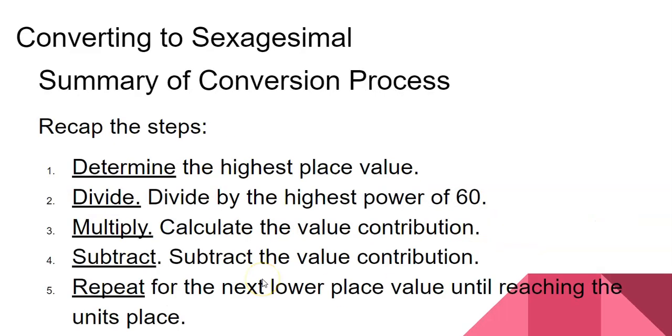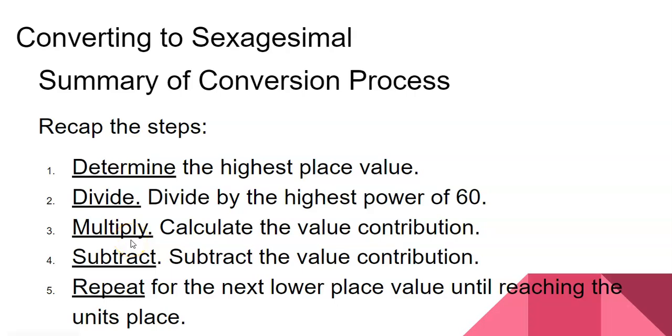For the summary, we have a simplified version of this procedure. So we have the cycle for transcribing base 10 numbers to base 60 numbers. So first, determine the highest place value by dividing the number by the highest power of 60 to find the digit for that place value. Then record the quotient, because that quotient is the digit for that particular place value. Then next, we calculate the value contribution by multiplying.